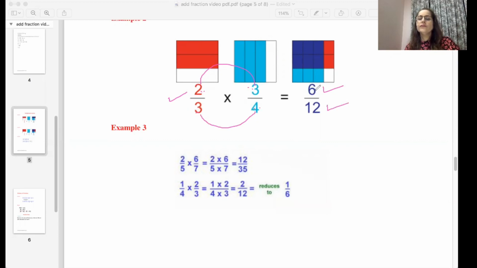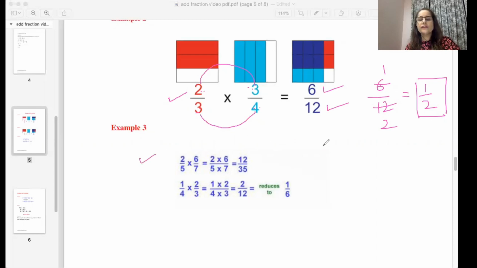Now we can reduce it to the lowest term. 6 by 12. Yes, 6 ones are 6, 6 twos are 12. So this can be equal to 1 by 2. Yes, now we have reduced it to the lowest term.